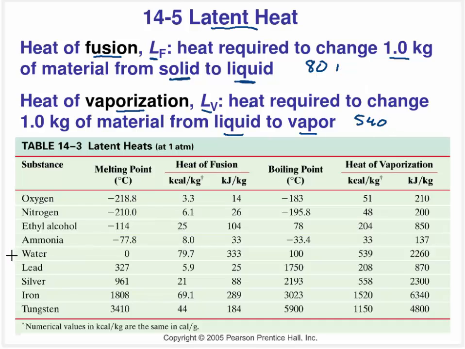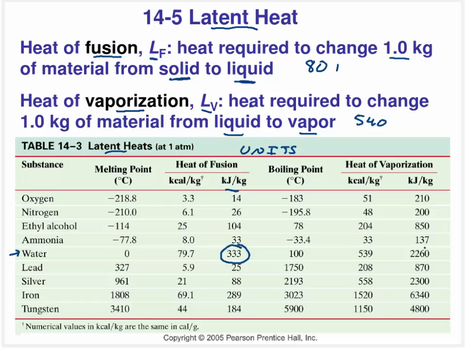And if we were to, at least for that particular example, take a look at table 14.3, it's got latent heats for a whole bunch of materials. Let's just stick with water. The latent heat of fusion is going to be 333 kilojoules per kilogram. Again, pay very close attention to units in this chapter.